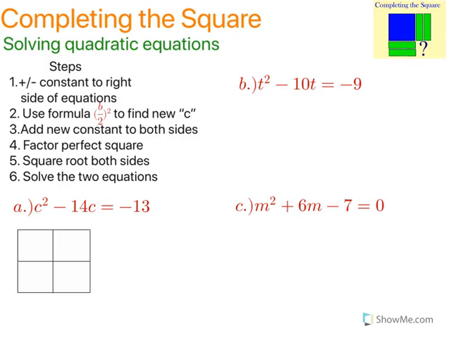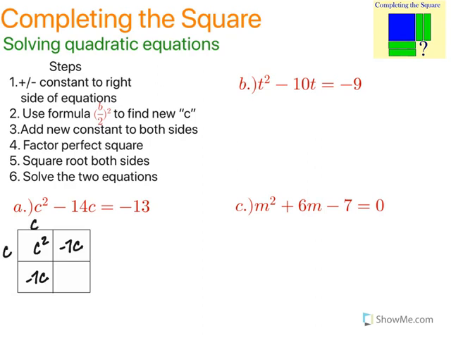Now remember, completing the square is just one of the ways that we have to solve a quadratic equation. So let's take a look at the following equations and solve them using completing the square. Our first step is going to be to move the constant to the right side of the equation. So if I look at a, that constant of negative 13 is already on the right side of the equation. So I can move on to the second step, which is to find our new value of c, either using the formula b divided by 2 squared or using the box that we learned in the previous method. So if I use the box, c squared is going to go in that top corner. We divide 14 in half, so it's going to be negative 7c and negative 7c, and we're going to use this to determine our new value for our c.